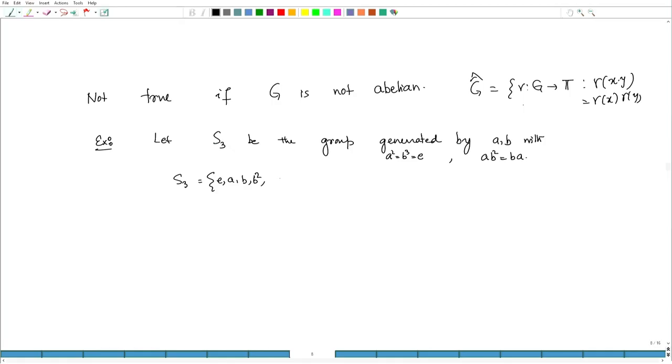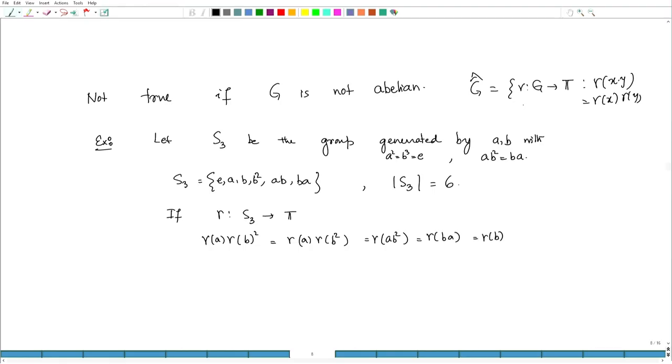Then we have AB and AB square, which is going to be BA, and that is all. So now the cardinality of S3 is equal to 6. Now, what are the possibilities of the characters? Gamma is from S3 to T. Then you look at gamma of A, gamma of B square, which is equal to gamma of AB square, which is equal to gamma of BA, which is equal to gamma of B into gamma of A.